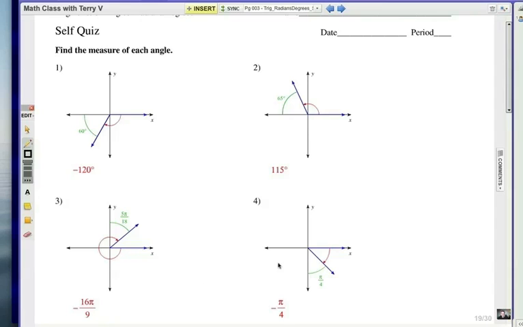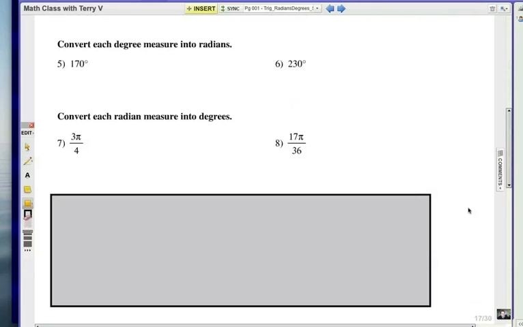And finally, number 4, we have pi over 4, and we have another pi over 4 because that's 1/2 of a pi going down to 90 degrees. Negative pi over 4. Okay, next we're going to convert each degree measure into radians, and each radian measure into degrees. Remember that conversion. Go ahead and give it a try.